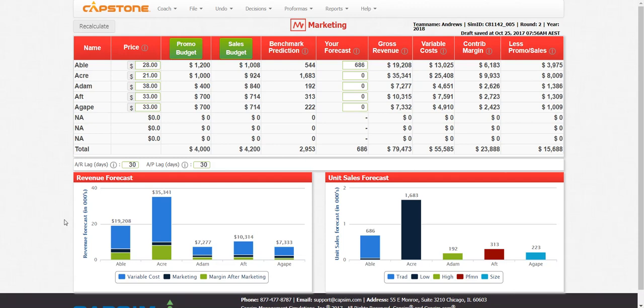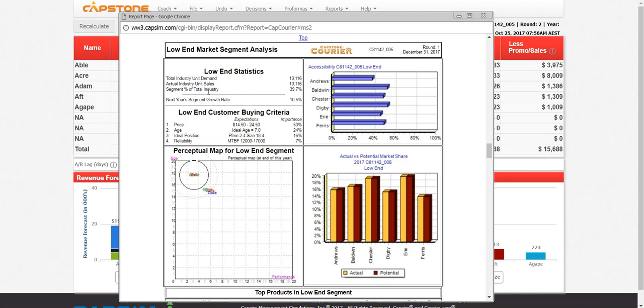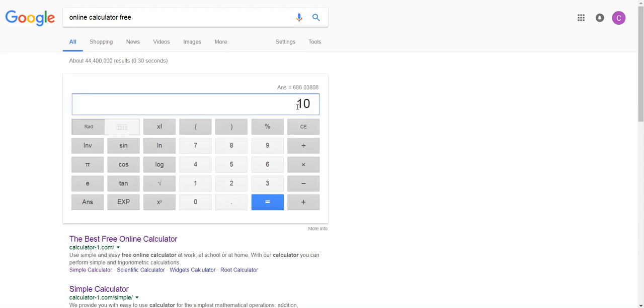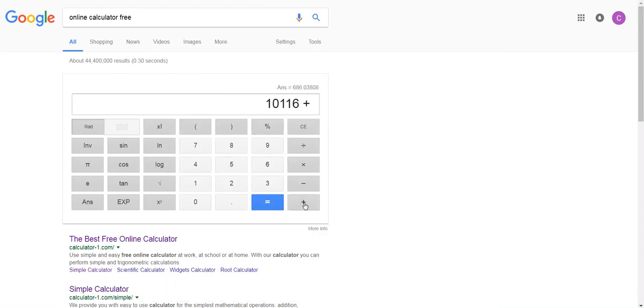Let's do Acre while I'm here. The product Acre is in the low end segment. So we go up to reports, down to low end, and here we've got all the information on Acre. Acre's segment demand was 1066. Let's put that in the calculator, because we're going to be adding something onto it shortly. The market's going to grow by 10.5%, so we're going to have to add 10.5% onto that. Again, the way I do that is plus 10.5% equals 1178. That is the total demand this year in the low end segment. Again, we're not going to get all of that. We need to figure out how much we're going to get.